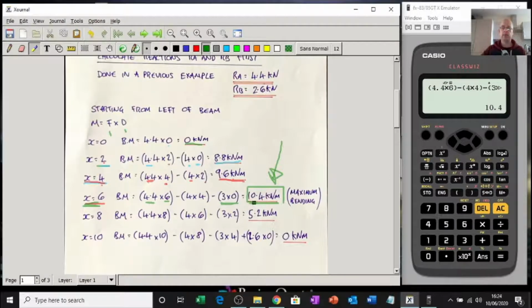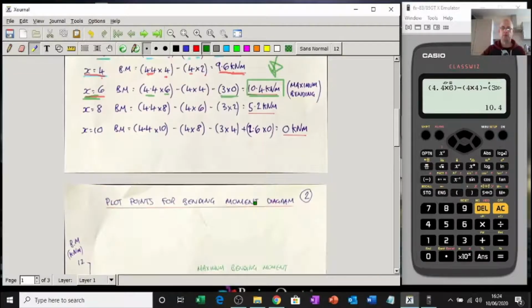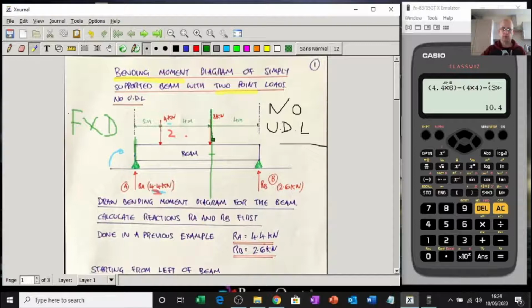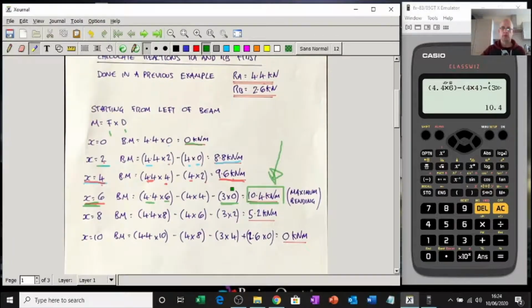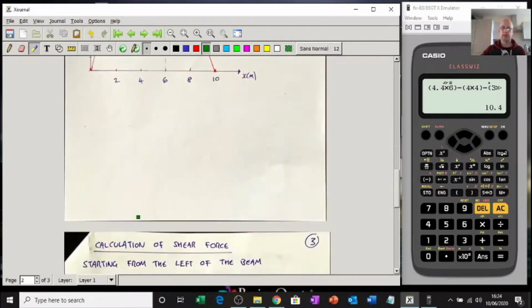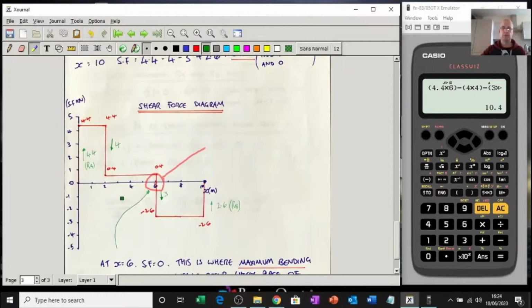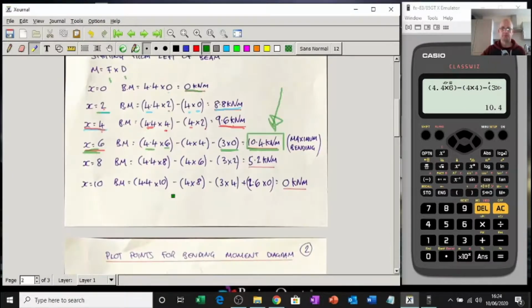At that point on the beam, that's where maximum bending is, which means that's where failure due to purely bending may occur. So at this point, that is where things could get interesting. The reason I've done x equals 6 is because at x equals 6 it was 0 shear force, and 0 shear force is where maximum bending is. So from now on, the moments should be coming down, which they are. So make sure you still do it, just to make sure.